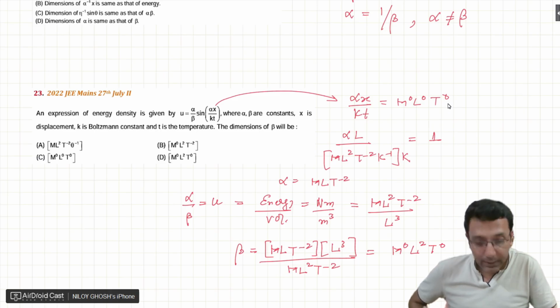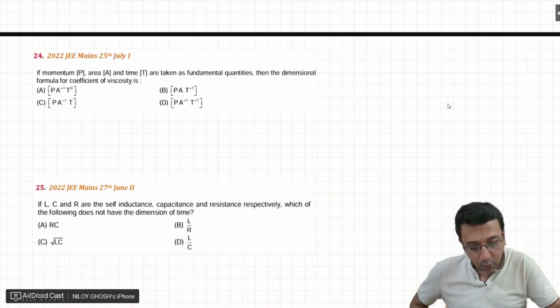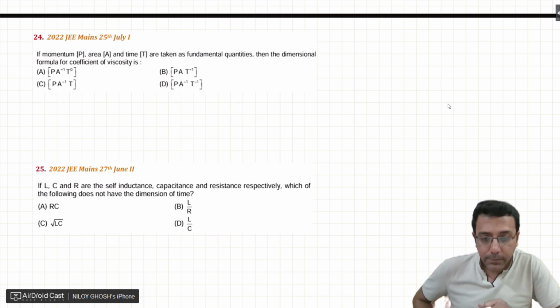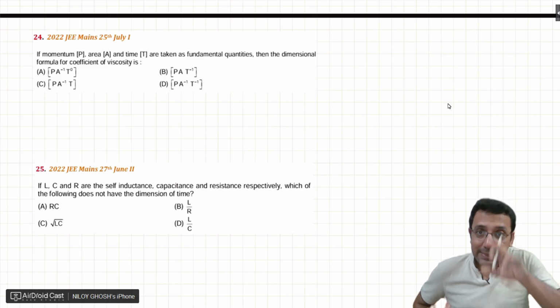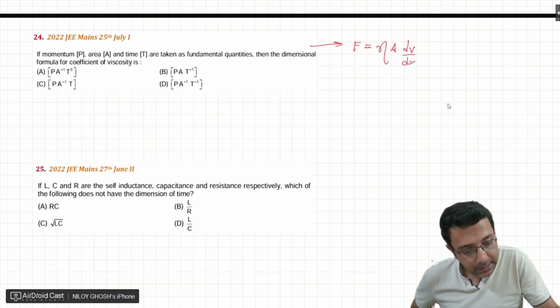So that is problem number 23. You can see in which year, in which shift this was asked in JEE Mains. Okay, let us go to problem number 24. Problem number 24, what is given? Capital P is the momentum, capital A is area, capital T is time, are the fundamental quantities. Then the dimensional formula of coefficient of viscosity, that is eta. Okay, so how to write that? We can write here F equal to eta A dV by dx.